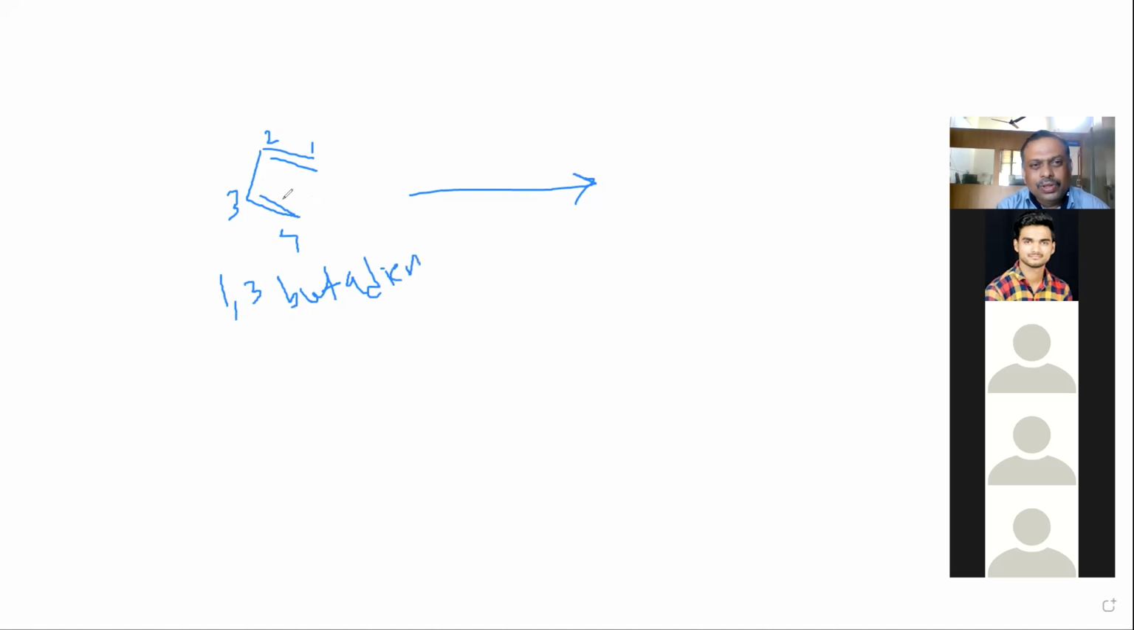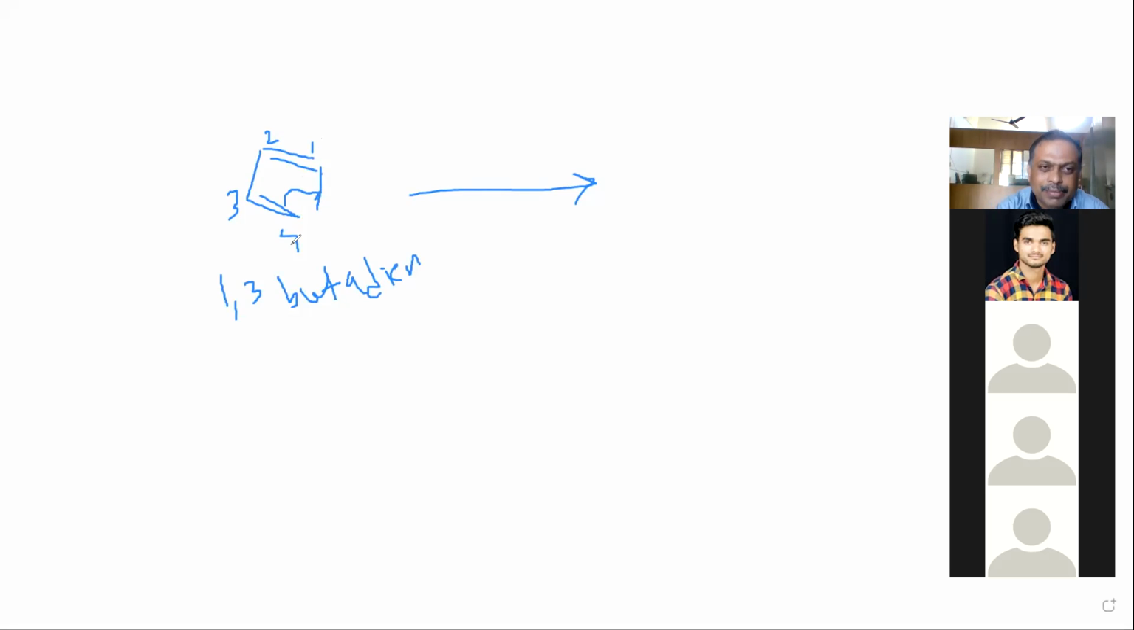Now this pi electron is here shifted. हे shift दाखवले म्हणजे काय झालं? There is formation of bond between this 1 and 4 carbon atom. 1 and 4 मध्ये काय bond तयार होतो.